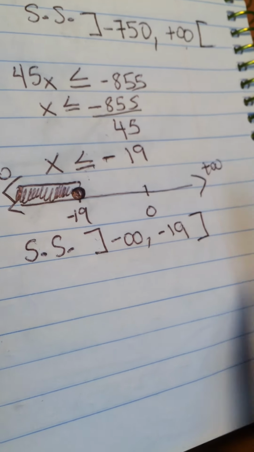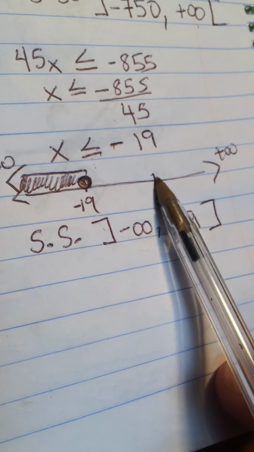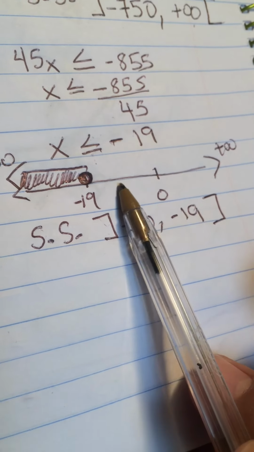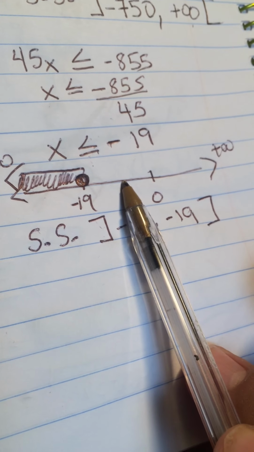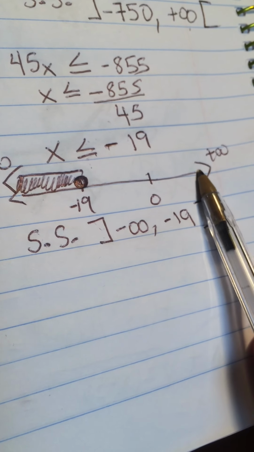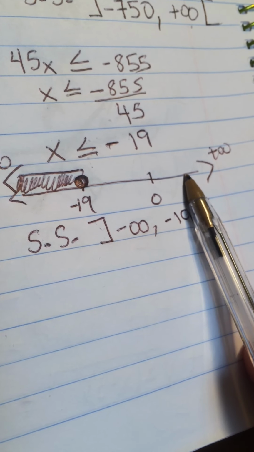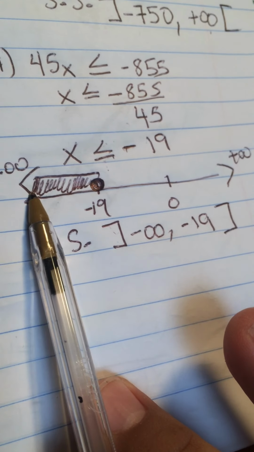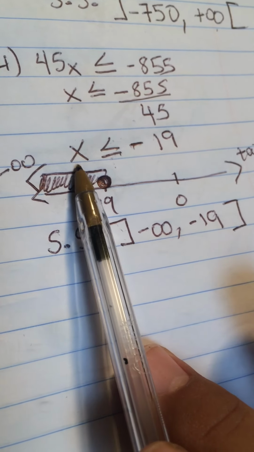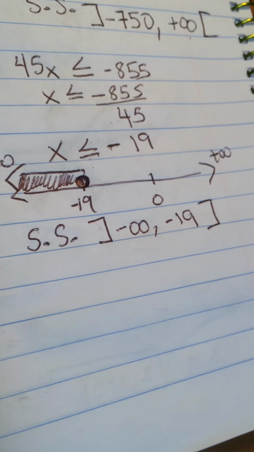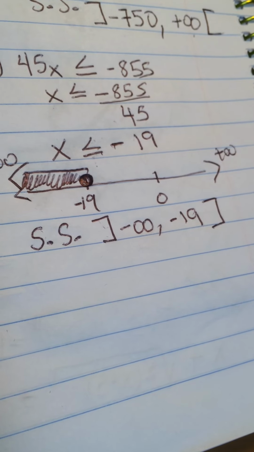How do we check? Let's take a number, 0. Is 0 less or equal than negative 19? No. Let's try negative 10. Is negative 10 less or equal than negative 19? No. Is 10 on this side less or equal than negative 19? No. But if we put, let's say, negative 100, is negative 100 less or equal than negative 19? Yes. So that's how we know that it is correct. Let's do another one.